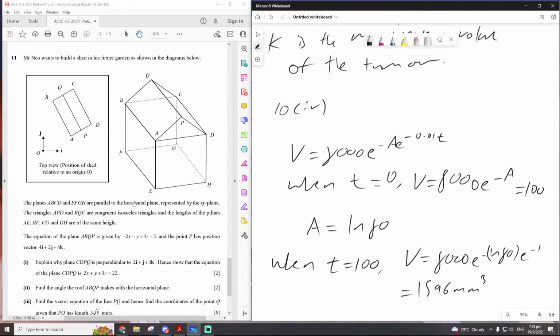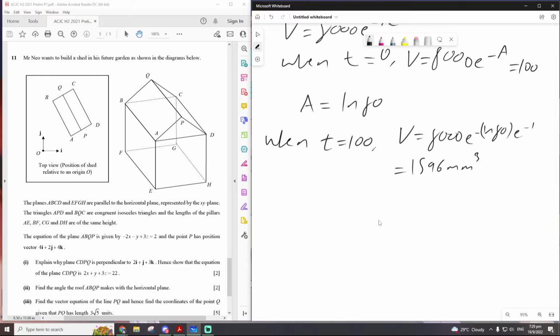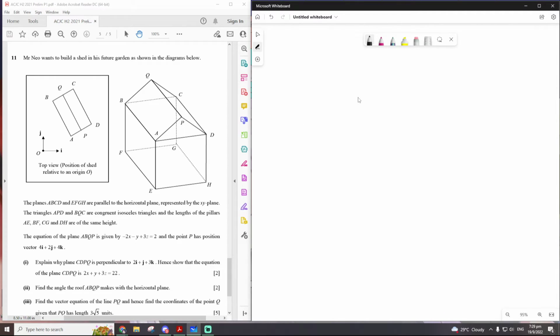The last question under the other real world context is vector geometry. So we have Mr. Neo, he wanted to build his shed. We have these planes, they are parallel to the horizontal plane A, B, C, D, E, F, G, H. So those are like the roof and the base, right?